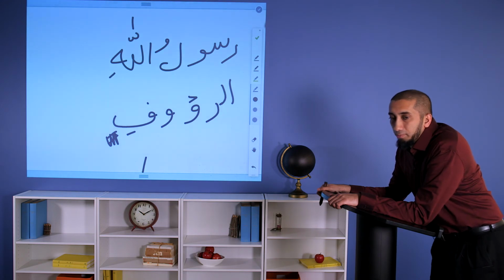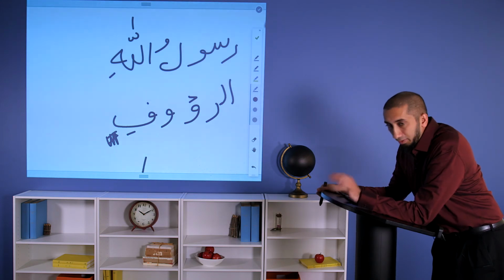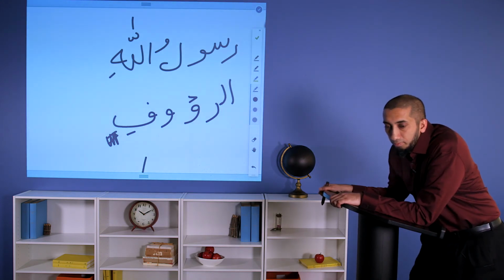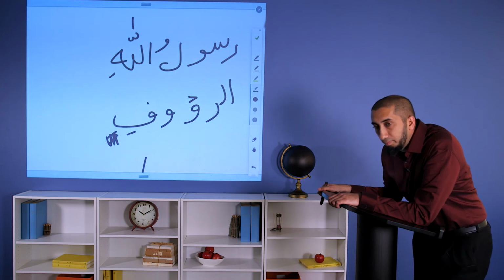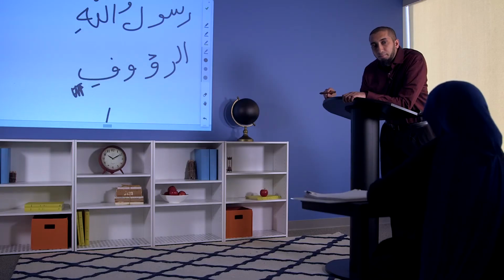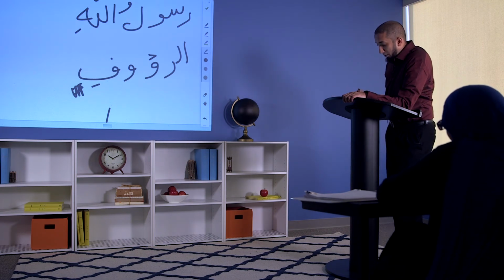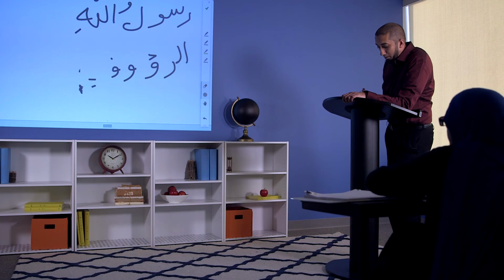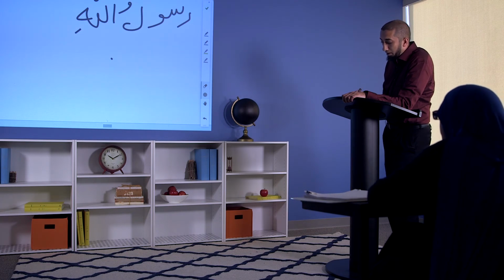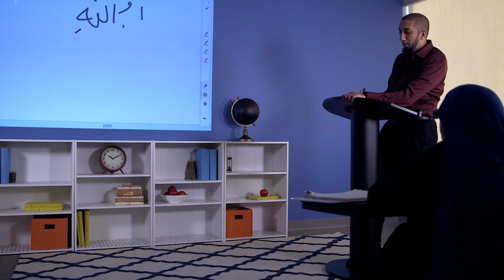So compare the two in Arabic. Rasulullah Ra'ufu means the kind messenger of Allah. And Rasulullah Ra'ufi means the messenger of the kind Allah. Pretty awesome, huh? So it's about matching with the right word. Is it talking about the mudaf or is it talking about the mudaf ilayh? That is only determined by whether you can match the properties correctly. Okay?